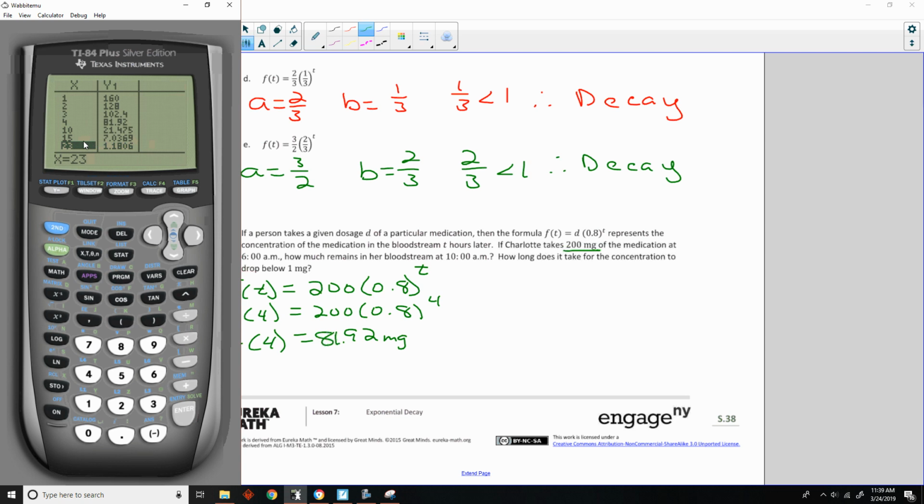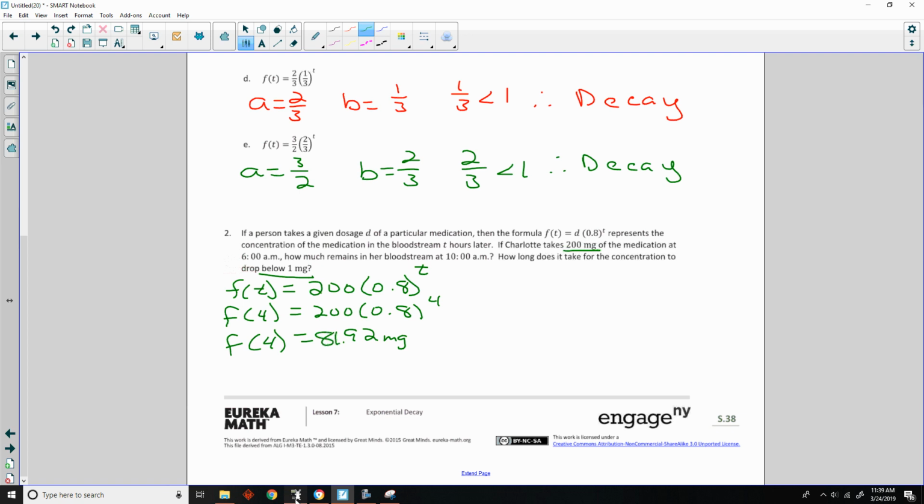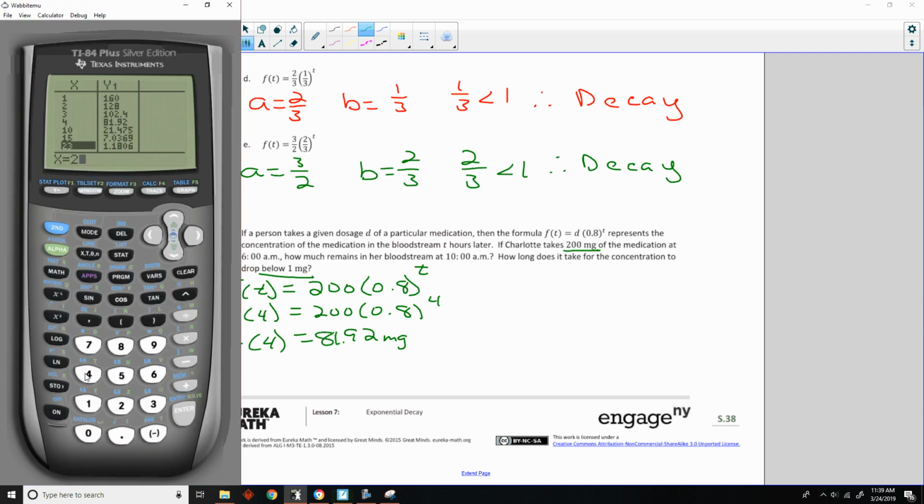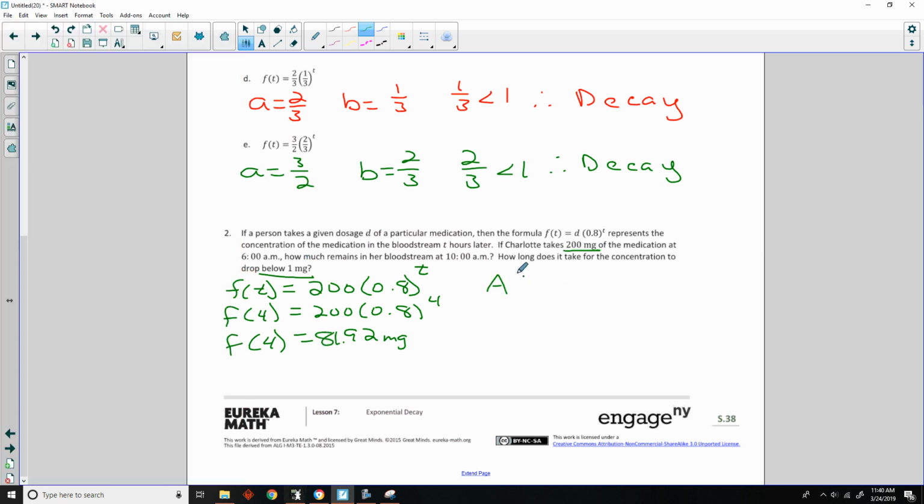So 24 was where it got below. So 23 hours, there was still 1.18 milligrams in the bloodstream. That's not less than 1, which is what it asked, drops below 1 milligram. So when I plugged in 24 hours, it went to 0.944, which is less than 1. So I would say after 24 hours.